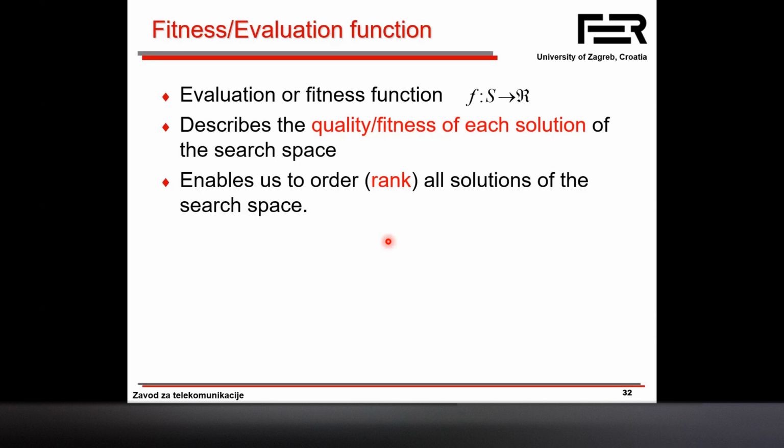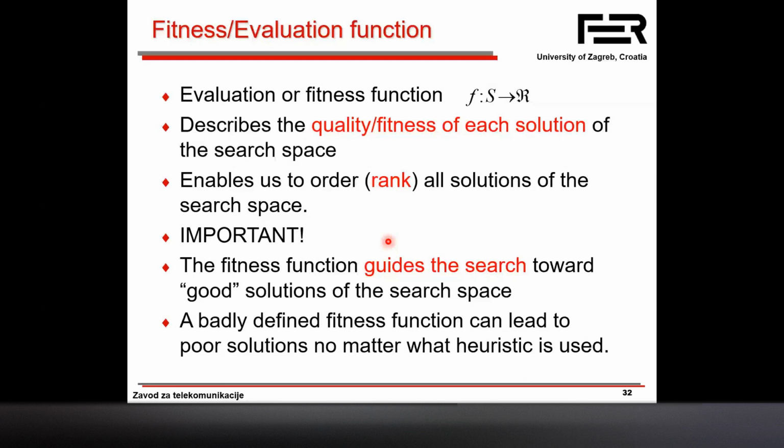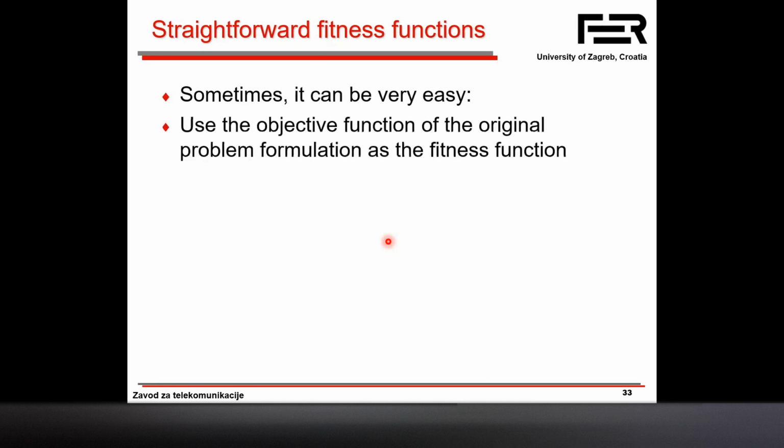Sometimes it may be enough just to have information about relative fitness. So maybe we don't need absolute values, but sometimes we are looking at actual absolute values and comparing them. What is important is that this fitness function is here to guide the search. So we're trying to get to better and better solutions of the search space. If this function is poorly specified, then it can also lead to poor solutions no matter what heuristic is used. Let's look at some examples.